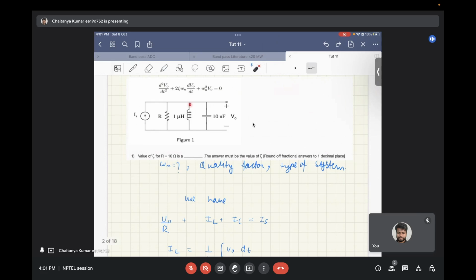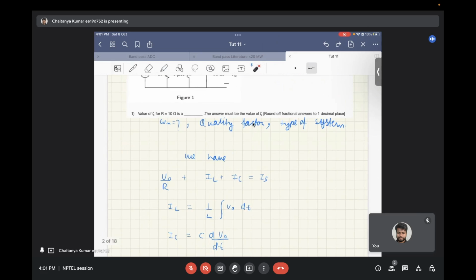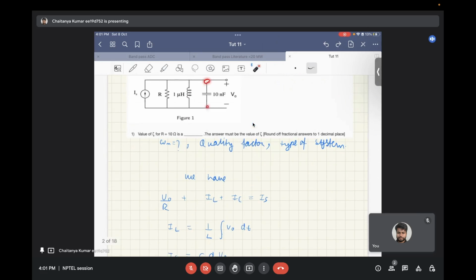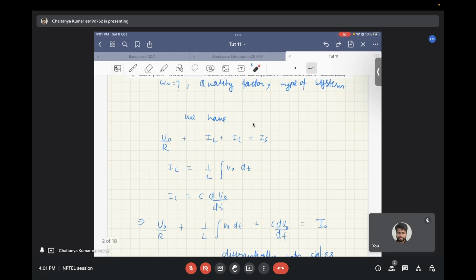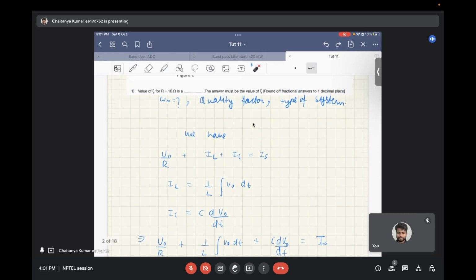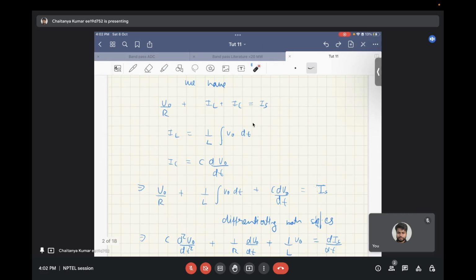So the inductor's current IL can be written as, now the V naught is common for all the three elements, as the three elements are in parallel. So the inductor current can be written as 1 by L integration of V naught dt, and the capacitor current can be written as C dV naught by dt. So if we put these quantities in the above equation, we get V naught by R plus 1 by L integration of V naught dt plus C dV naught by dt is equal to Is.